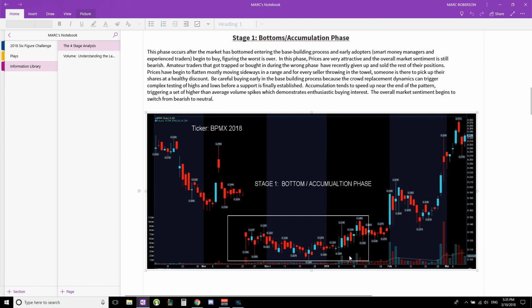Okay, which is showing you that as far as stage one, you're possibly nearing the end of stage one, because there's accumulation and buyers are beginning to come in and buy at these different price ranges.